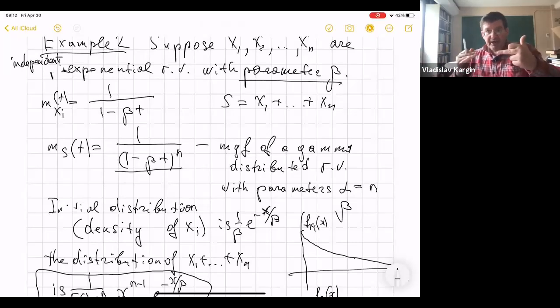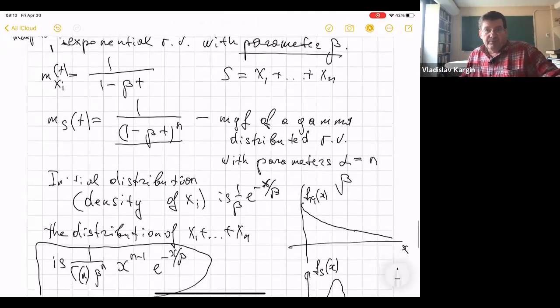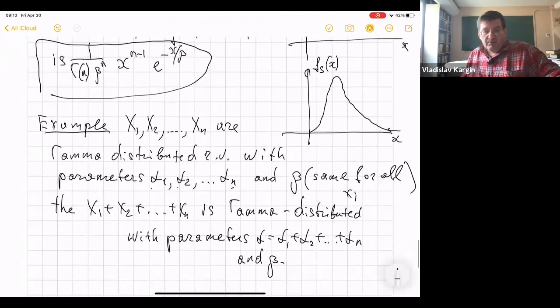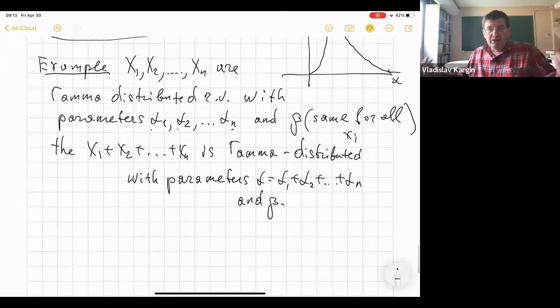After that, you multiply it. Everything will multiply. We'll get 1 divided by 1 minus beta t to the power of the sum of these alphas. Right? And so you can identify it as the MGF of a gamma distributed random variable with parameters alpha 1 plus so on plus alpha n and beta. Right? So it's a more or less easy generalization.